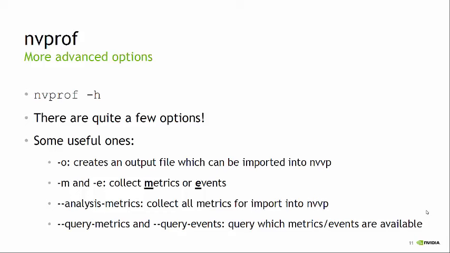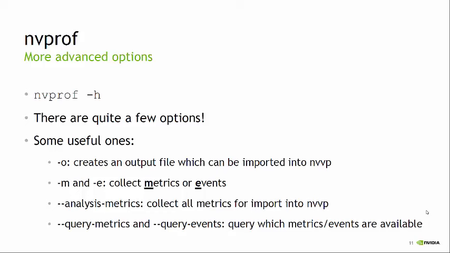There's analysis metrics. So this is great if you're pushing something to nvvp. If you're going to then later analyze it in the visual profiler, this will collect all the metrics that visual profiler needs to do its low-level analysis. And finally, there's query metrics and query events. So that allows you to look through which events and metrics are available. There are a lot of them, especially events, and see which one you might want to use.